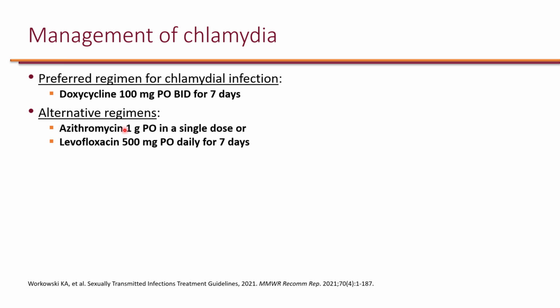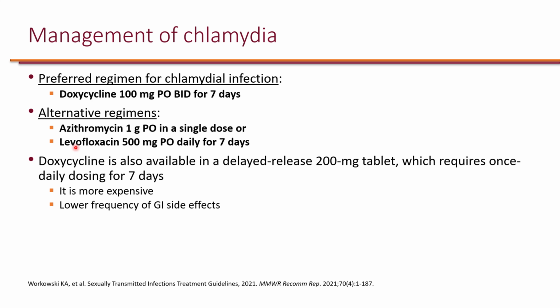Now with azithromycin, you might ask, if this is a single dose, why not use azithromycin as preferred? And that's because there has been increased microbiologic treatment failure with azithromycin compared to doxycycline. So for that reason, doxycycline is more effective and is recommended first line over azithromycin. And that's including for rectal chlamydia and oropharyngeal chlamydia; doxycycline is more effective than azithromycin.